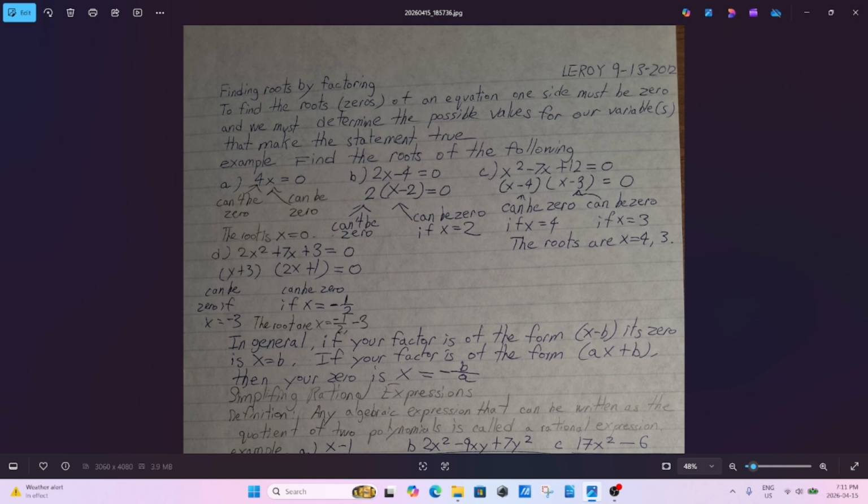Question D, 2x squared plus 7x plus 3 equals 0. x plus 3 can be 0 if x equals negative 3, so that's one of the roots. And 2x plus 1 can be 0 if x equals negative 1/2. And the roots are x equals negative 1/2 and negative 3.